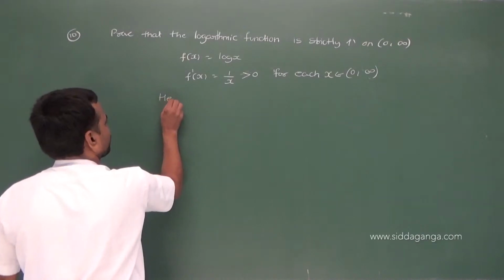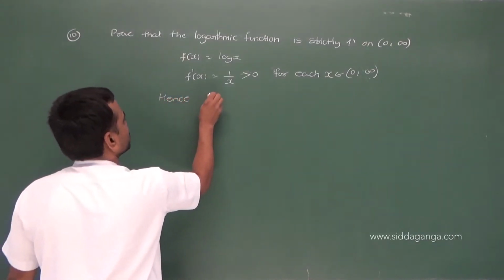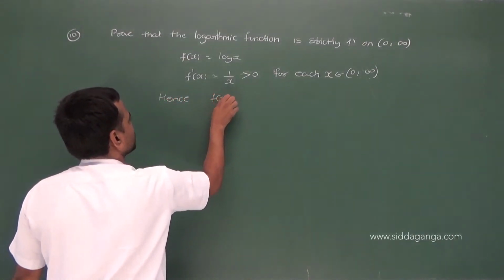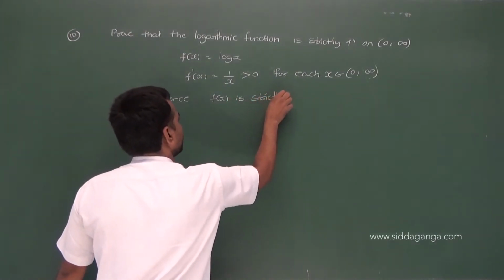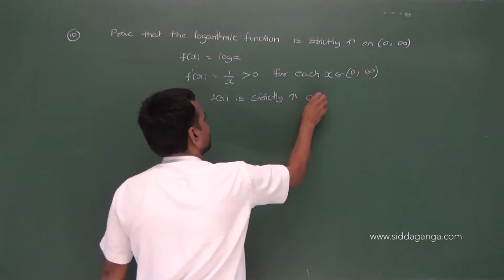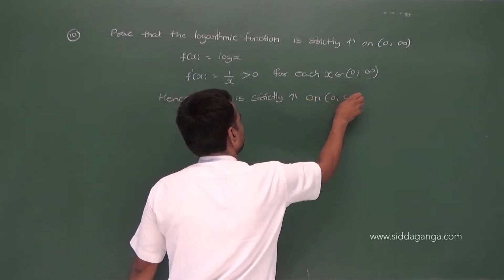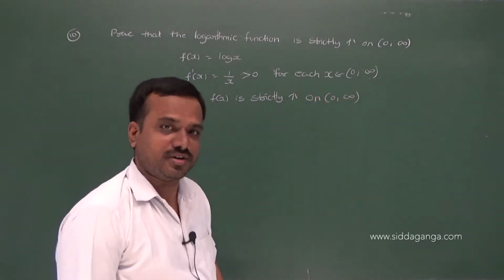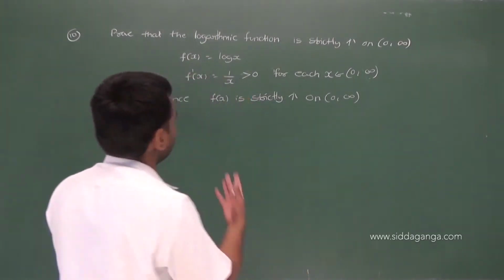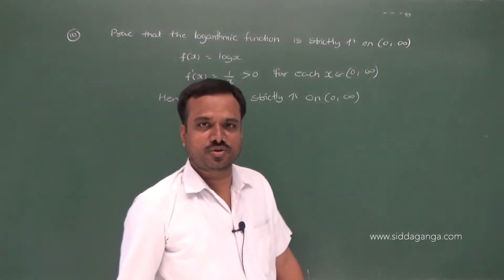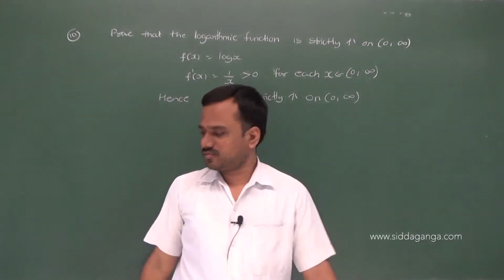Hence, very simple question, f of x is strictly increasing on 0 to infinity. Understand? F of x is strictly increasing on 0 to infinity. Next problem.